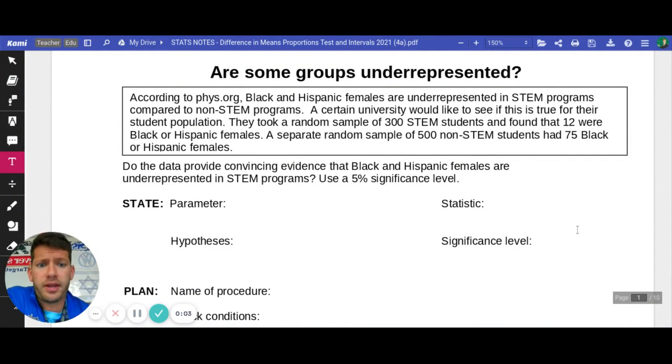We've already looked at hypothesis testing and confidence intervals for one sample. Now we're going to move into two samples, basically asking the question, is there a difference? So let's jump right into it.